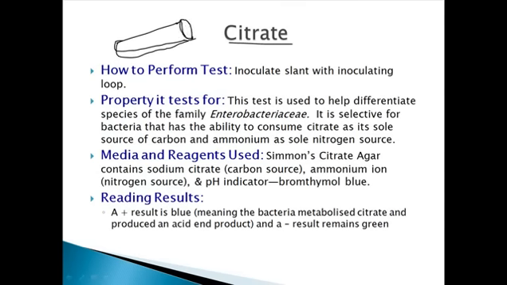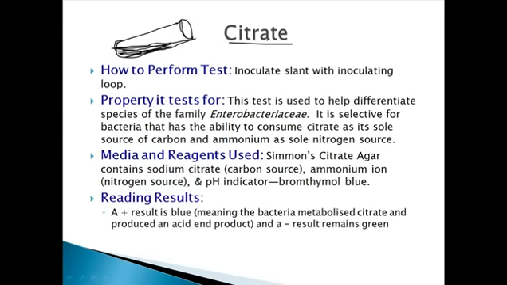So this is a slant, for example. We have the agar with the medium, so it's solid, in a test tube like that. This is called a slant. So what we can do is make the slants out of this citrate medium.